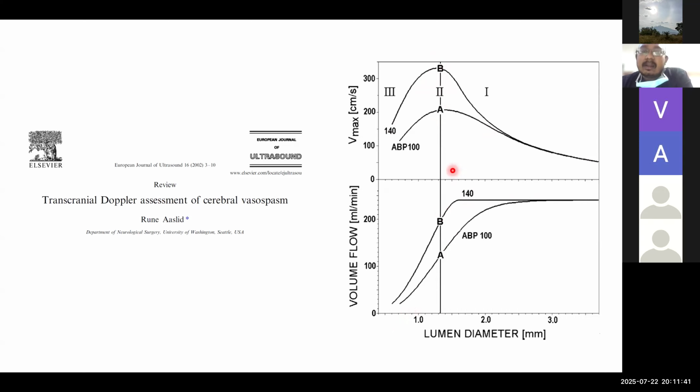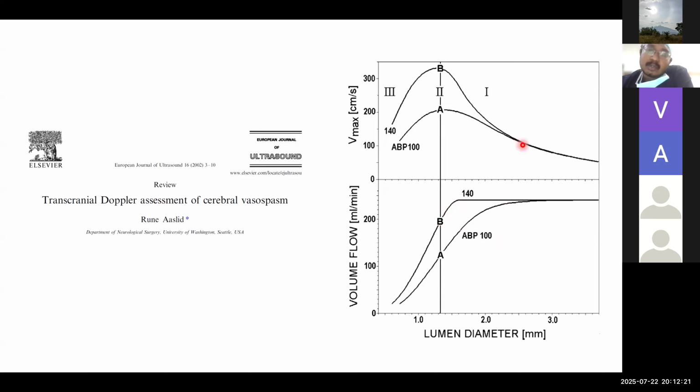That is why we need to understand that velocities alone may not be able to tell us accurately what is happening with the blood flow. This is what we got to know from this study. They also mentioned how augmentation of hemodynamics helps. For example, we can see that as the lumen is narrowing, when the arterial blood pressure is at 100 mmHg, there is a much bigger dip in the volume flow, whereas at 140, the volume loss at the critical stenosis point is comparatively less.